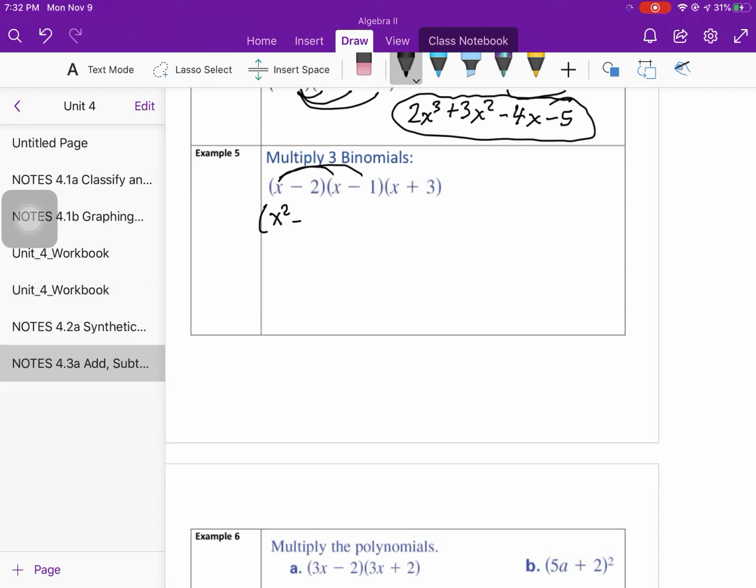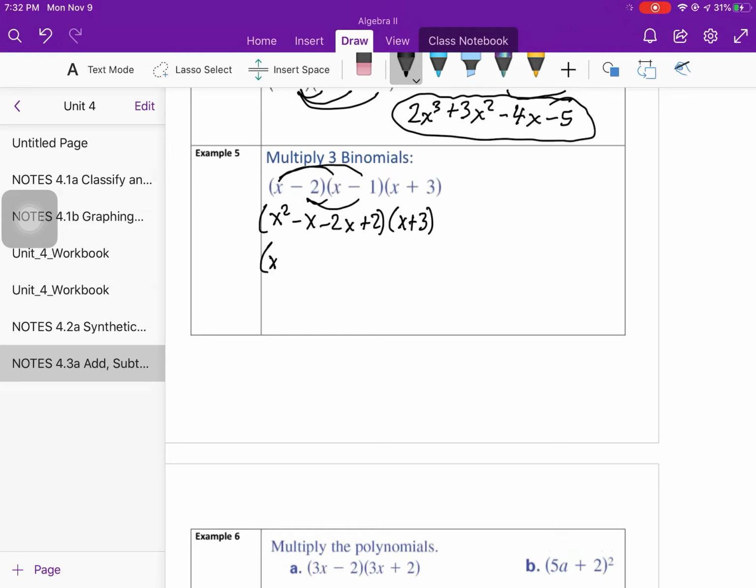X times negative 1 is minus x. Negative 2 times x is negative 2x. And negative 2 times negative 1 is plus 2. Okay, I'm going to close that off, put that in parentheses. We still have the x plus 3. But before we multiply with the x plus 3, let's actually combine like terms, save ourselves some time.